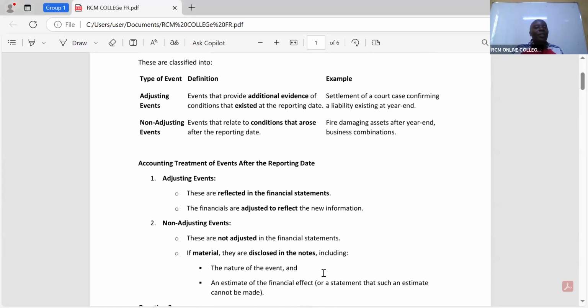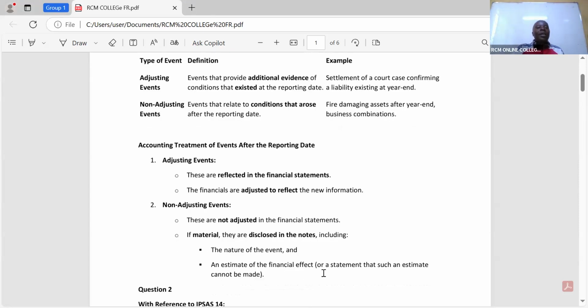So then what are the accounting treatments of events after the reporting date? Adjusting events are reflected in the financial statements of last year because you have to tell them to change. The financials are adjusted to reflect the new information. If they refuse to change those financial statements, I shall qualify my opinion as an auditor.